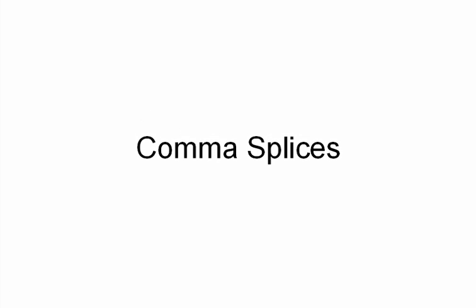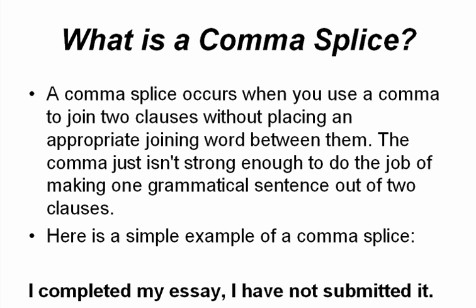Hi, and I hope this will clear up any questions you have about comma splices. What is a comma splice to begin with? A comma splice occurs when you use a comma to join two clauses without placing an appropriate joining word between them, because the comma just is not strong enough to do the job of making one grammatical sentence out of two clauses.